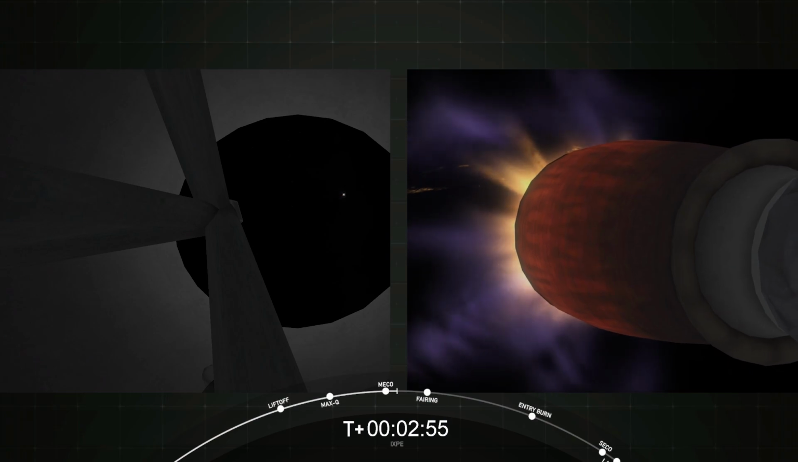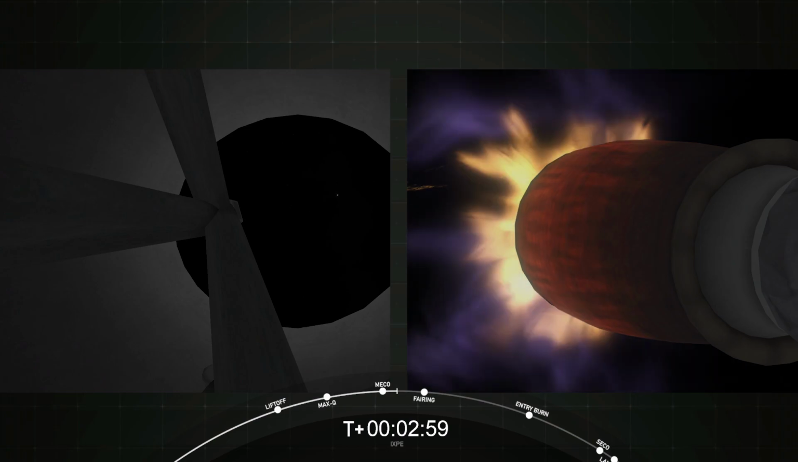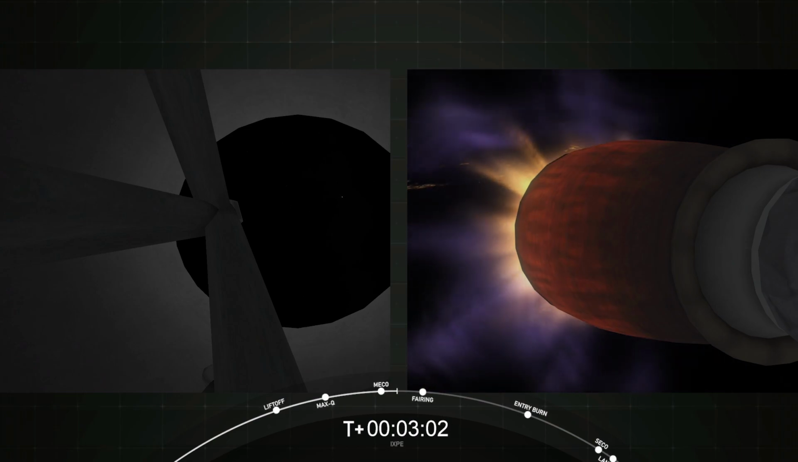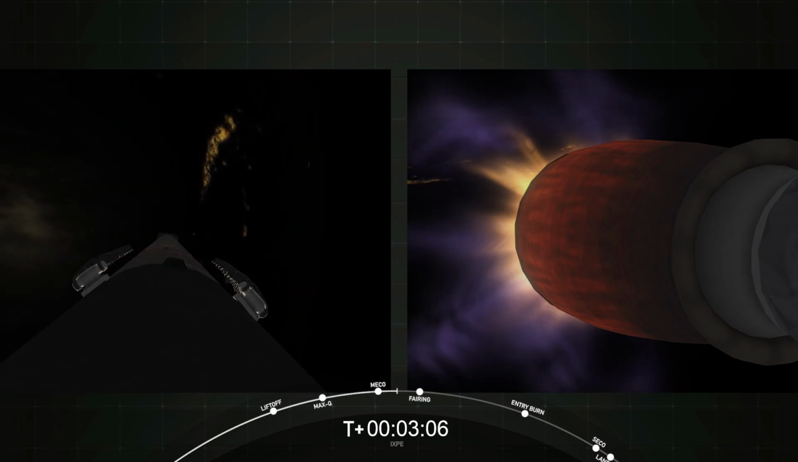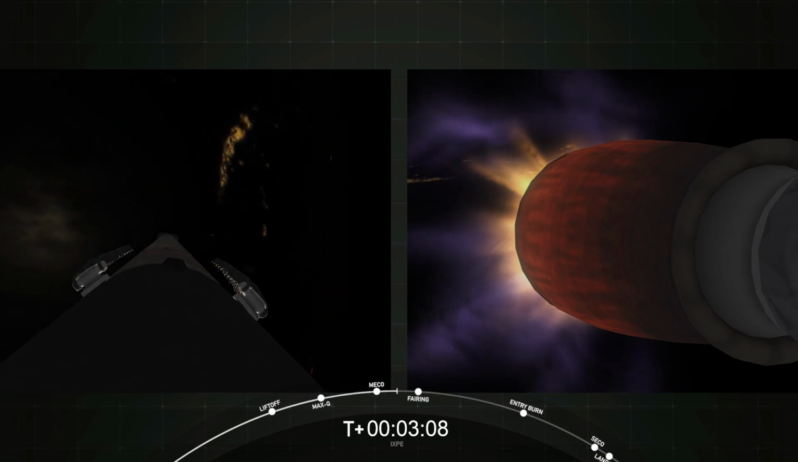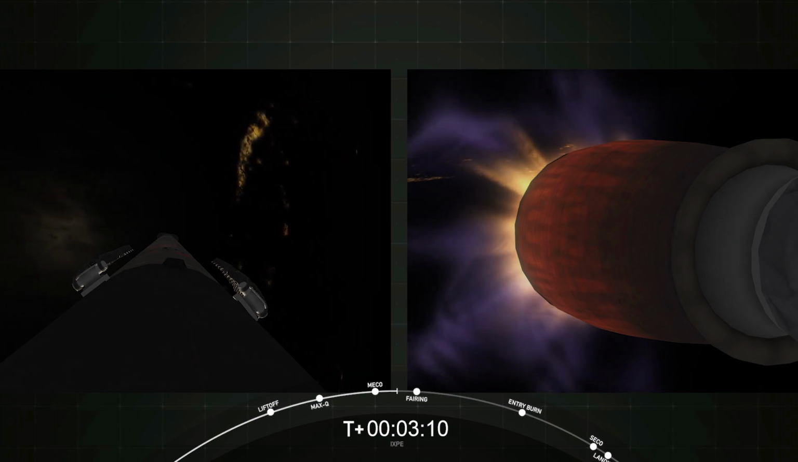So those three events successful: main engine cutoff, stage separation. Left hand side of your screen, you can see a view of the first stage deploying its grid fins, starting its recovery sequence. The second stage on the right hand side of your screen, we've got a shot of the Merlin vacuum engine glowing as it continues its ignition to carry IXPE into orbit.